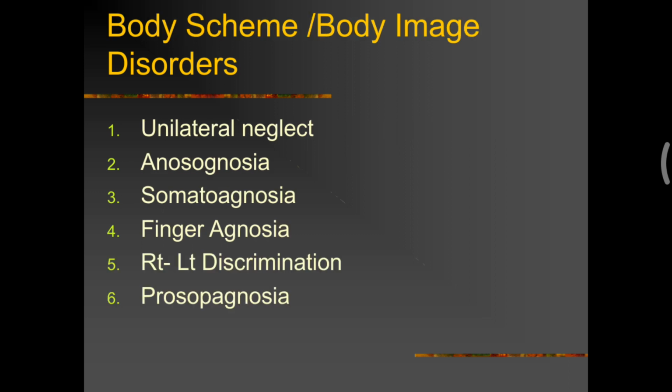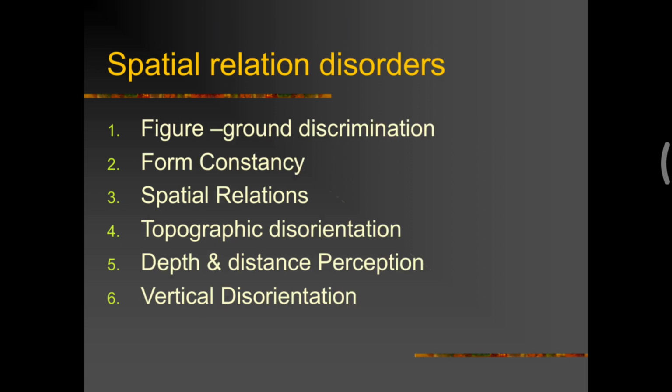An example of body scheme and body image disorder could be unilateral neglect, where a person could be neglecting one side of his own body, or for example a finger agnosia, where the person might have a lot of difficulty telling which is his index finger and which is his little finger.